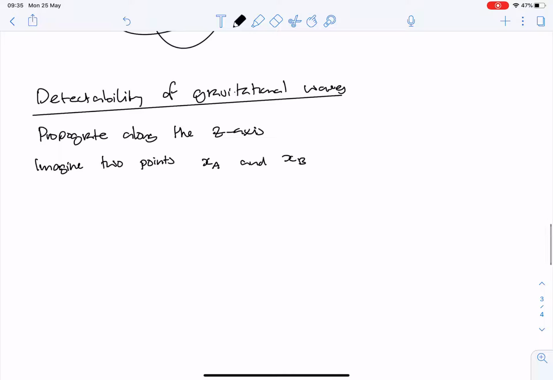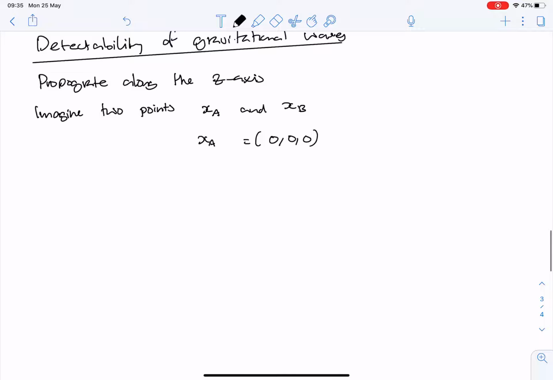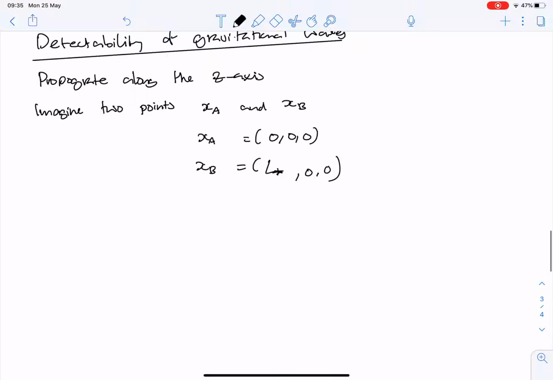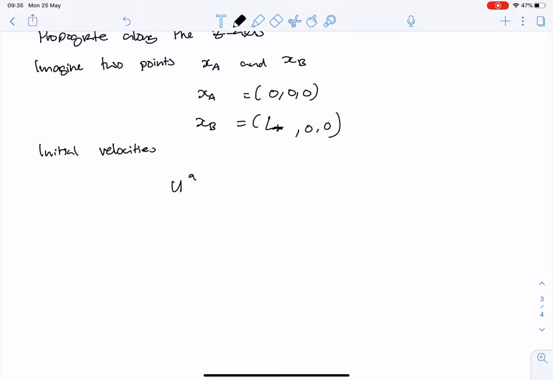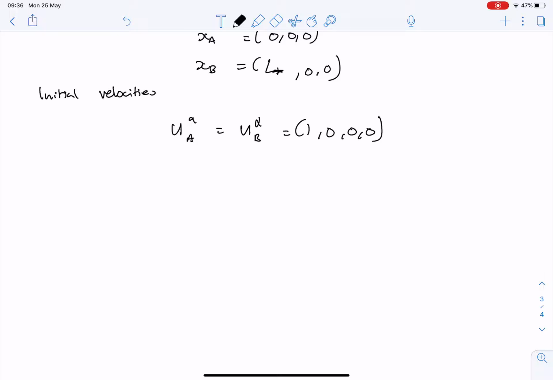And they have positions. XA is just at the origin for simplicity, and XB is at some distance, 0, 0. And of course they also have initial velocities. And they're stationary, so U alpha A equals U alpha B. And then in 4 dimensions, that's 1, 0, 0, 0. And we can then calculate the change in the coordinate positions as a wave comes through.